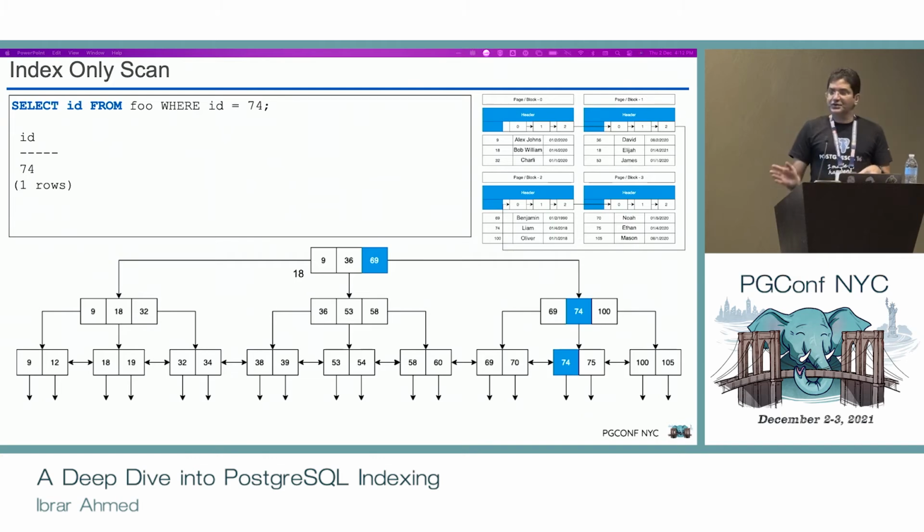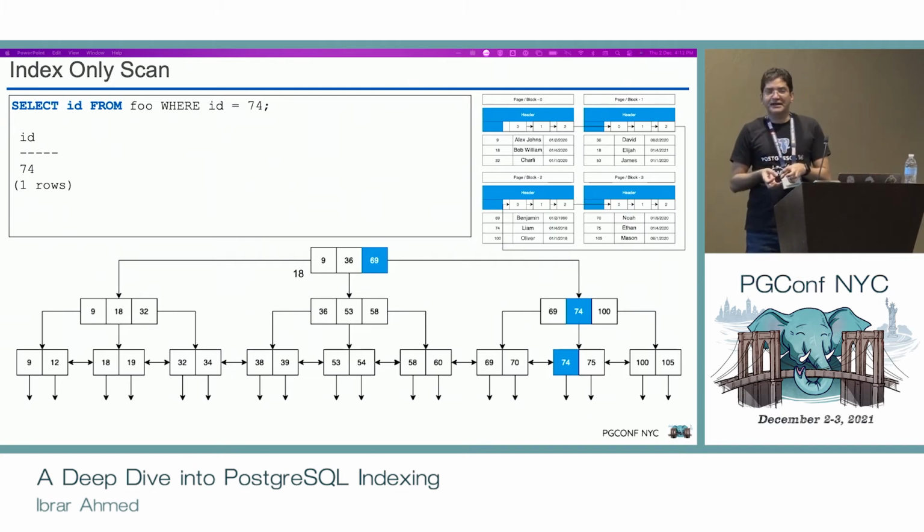So when we have the full information in the index, we just return the value from the index. We are not reading from the heap.